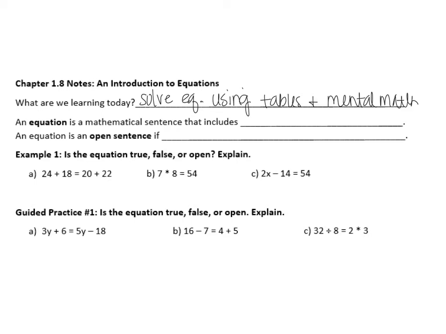Okay, an equation is a mathematical sentence that includes an equal sign. Equations have equal signs, or an equal sign. There you go. An equation is an open sentence if it contains one or more variables. The other things it can be is true or false.